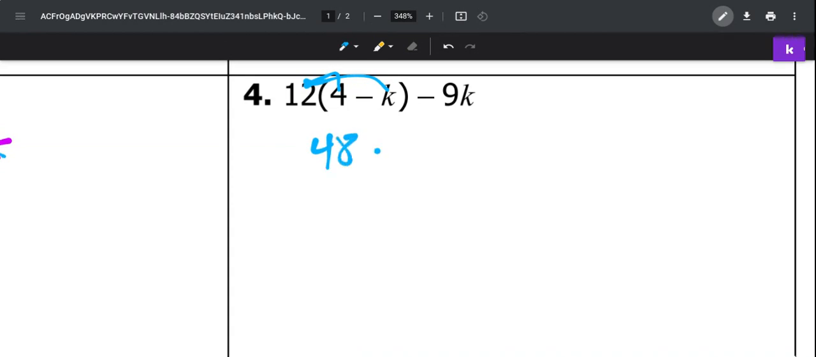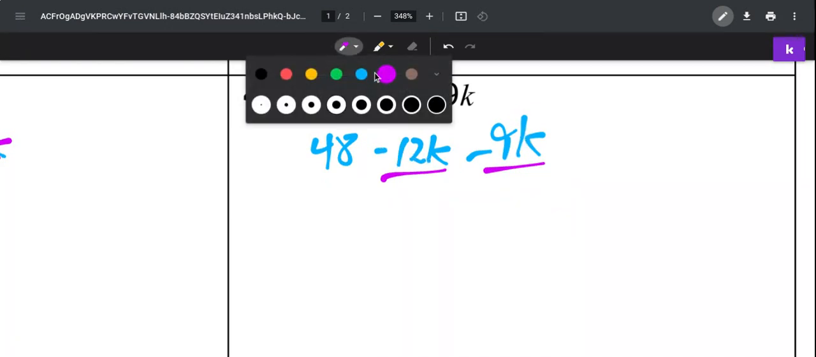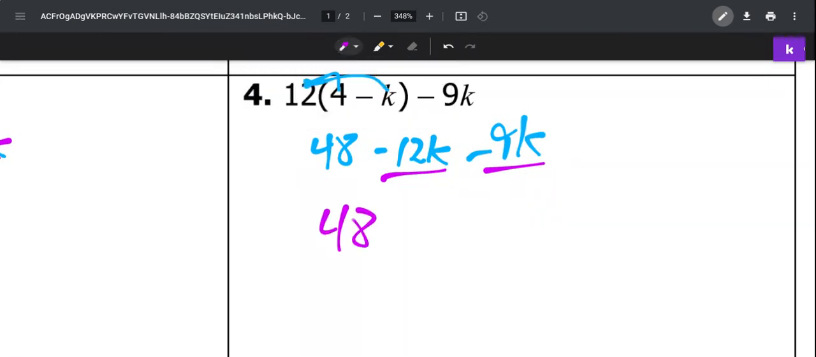12 times 4 is 48 minus 12k, because this is a negative. Well, minus sign, so it means a negative. So we bring down that minus because 12 was positive. All right. So then we have minus 9k. So then our only like terms are going to be right here with 12k and 9k. And if I already start out with a negative 12 and I subtract a number, I'm going to stay in the negatives. So that means 48 minus, and then I can add 12 and 9, and that would be minus 21. Yeah, so minus 21k.